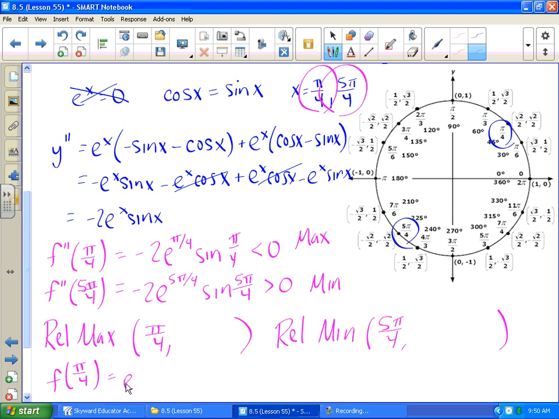E to the x, which will be e to the pi over 4, cosine of x, which will be cosine of pi over 4. And cosine of pi over 4 is, so this is like square root of 2 over 2 e to the pi over 4. I'm going to leave it like that. If you want a decimal so that you can check your answer, because they say you can use your calculator to check your answer in the end. That's fine.